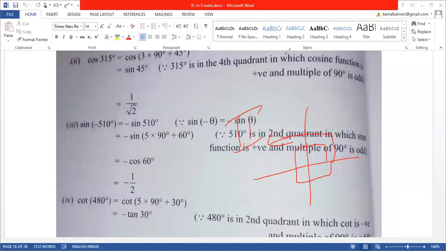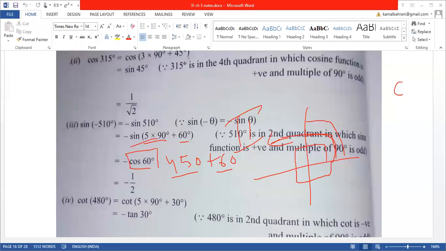Now fifth 90 plus theta is what? 510. 5 into 90 is 450, plus 60. Now 450 plus 60 is basically 90 plus theta. We are moving to the second quadrant. Again and again you can circulate and the value will be 90 plus theta. So you know that in 90 plus theta, sine will change to cos. Sine of 450 plus theta will give you cos of theta.